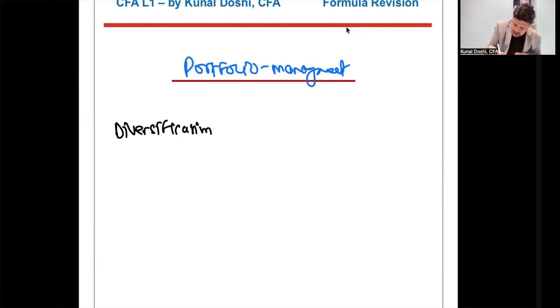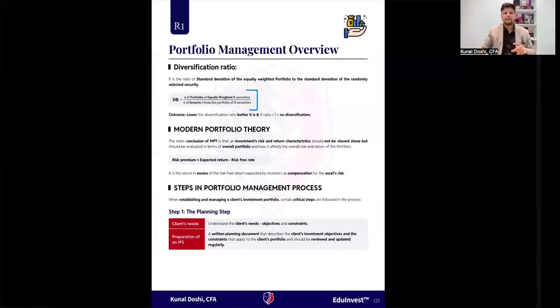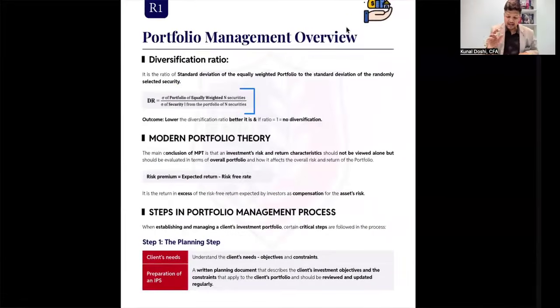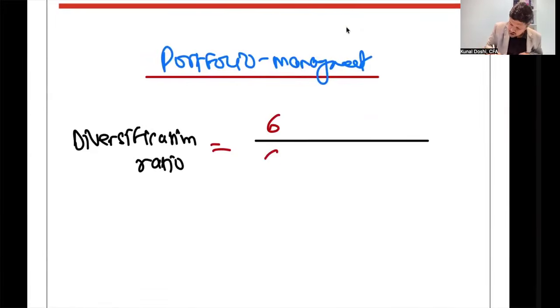Diversification ratio. First of all, the lower the ratio, the better it is. It compares two things: the standard deviation of the portfolio and the standard deviation of the stock which is a part of the portfolio. Let's say that stock is I. So the standard deviation of the portfolio divided by the individual standard deviation of that security.